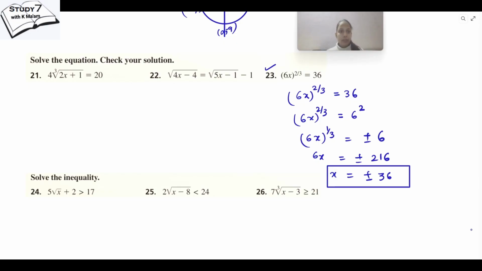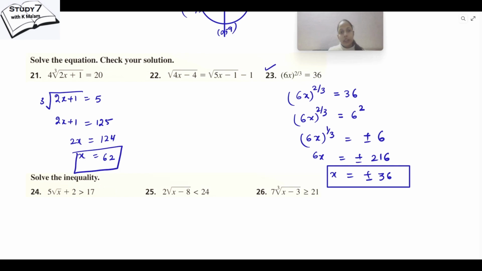Okay. In this case, how to solve it? Divide by 4 both sides. Taking cube both sides. Subtract 1. Divide by 2. 62 is the answer.